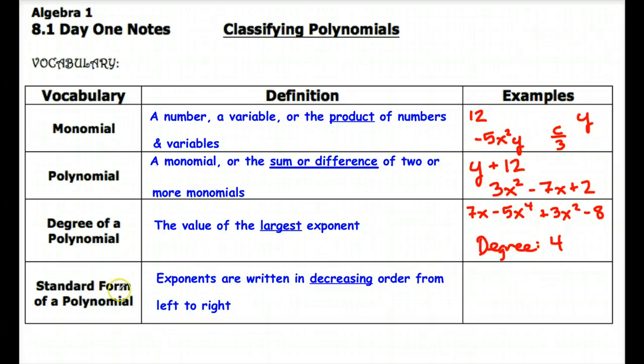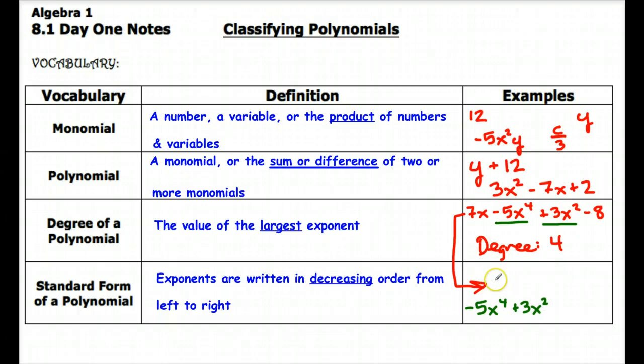And then finally we have standard form of a polynomial. Standard form, all that means is that the exponents are written in decreasing order from left to right. So if I wanted to take this polynomial up here and rewrite it in standard form, it would look like this. We would start with the largest exponent, okay, and the term that has the largest exponent is this negative 5x to the fourth. So this would be negative 5x to the fourth first. The next largest exponent is my x squared over here. So then I would take the term plus 3x squared.